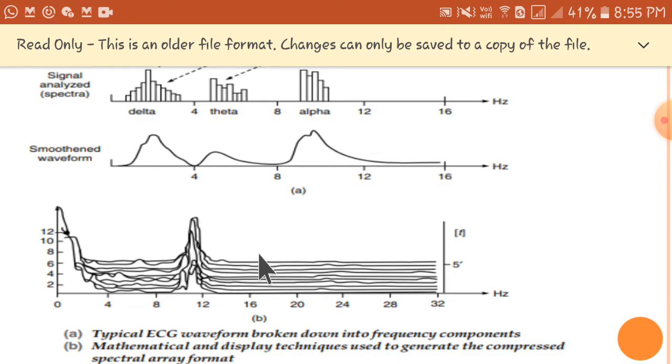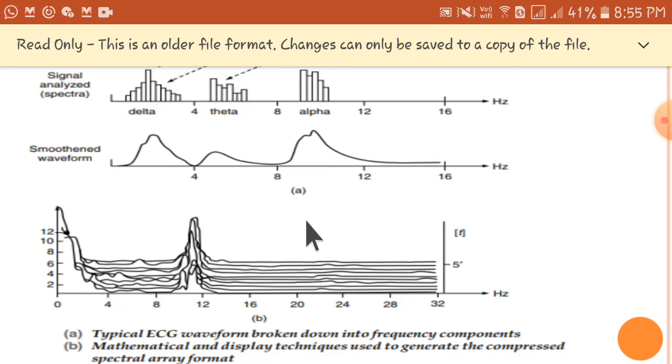With this method, it is easy to pick up changes in frequency and amplitude of each sample over a longer period of time. Different EEG signals are stacked one over the other, and by stacking, it becomes very easy to pick up the changes in frequency and amplitude. This is the method of compressed spectral array, CSA.